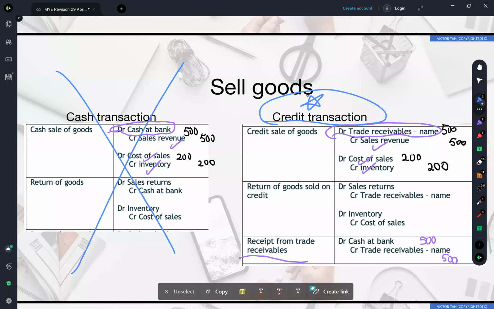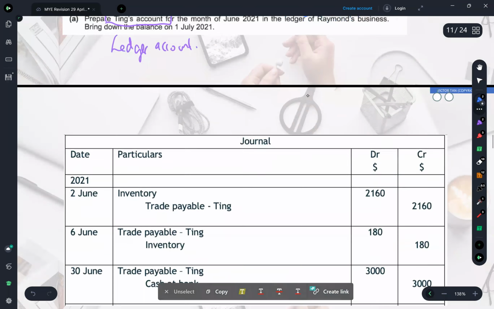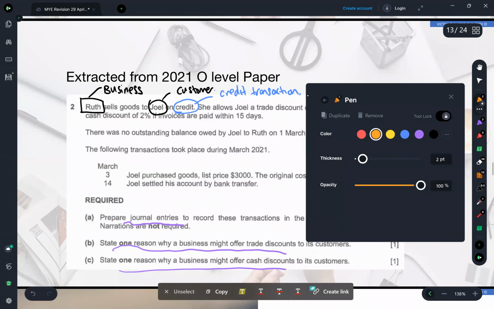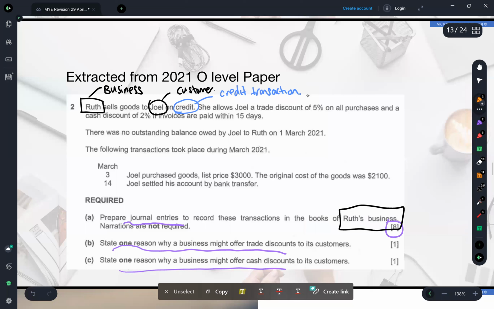So we go and look at the question. Do they give you this information? Yes, they did. So the price is $3,000. This is the sales price. Then this is the cost price.